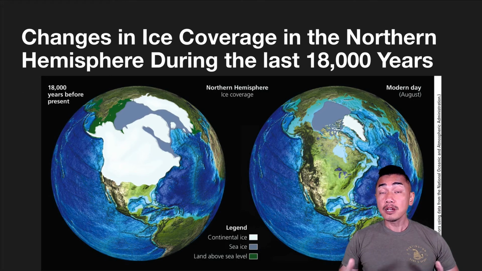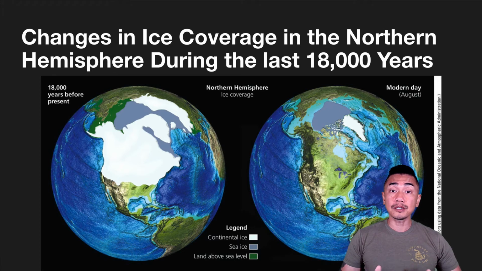This diagram shows what the Earth looked like 18,000 years ago during the last ice age and what it looks like today. You can see that during the last ice age, the Arctic ice cap extended all the way down into the mainland United States.